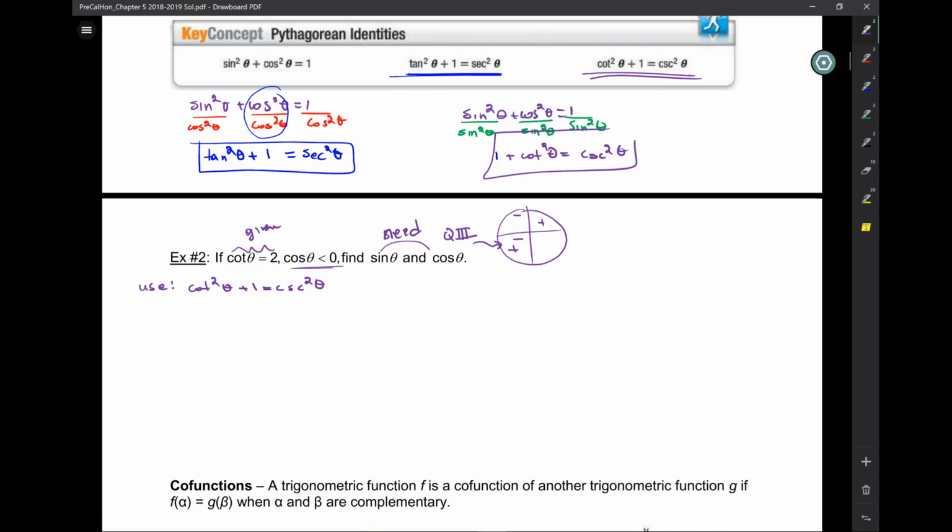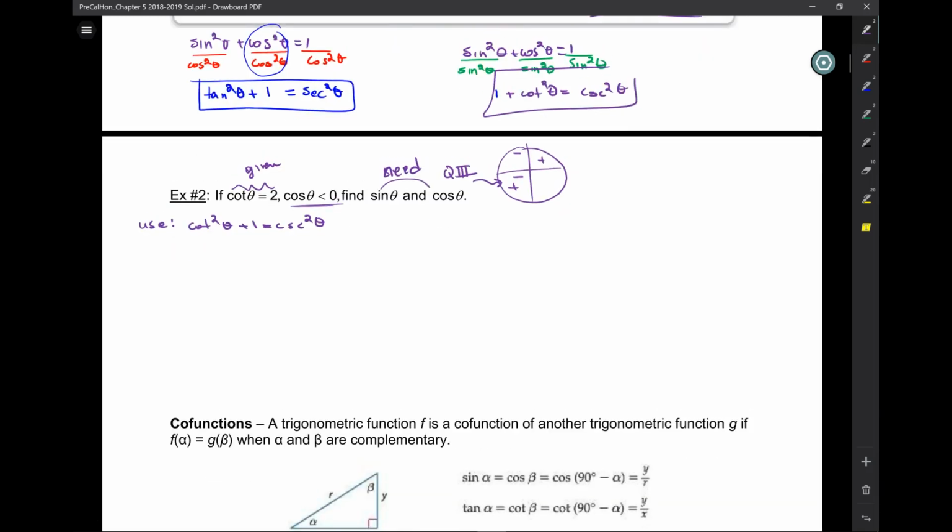So in this case, I have a cotangent and a cosecant. I'm given the cotangent, I can find the cosecant, so that's a good one to use, right? Cotangent squared, cotangent is 2, so that's 2 squared plus 1 equals cosecant squared theta. So 5 is cosecant squared theta.